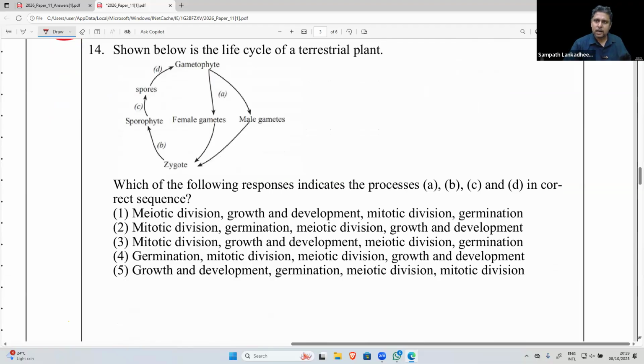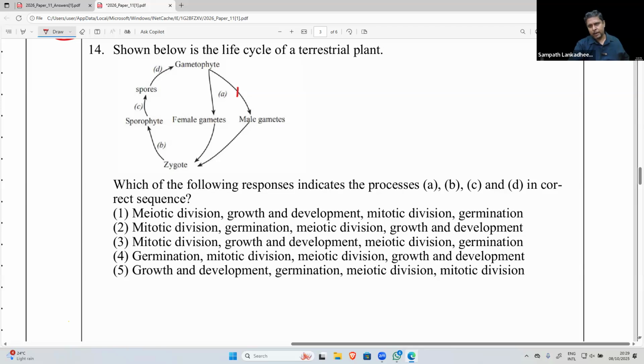Shown below is a life cycle of terrestrial plants. Which of the following responses indicate the presence of A, B, C and D in correct sequence? What is A?